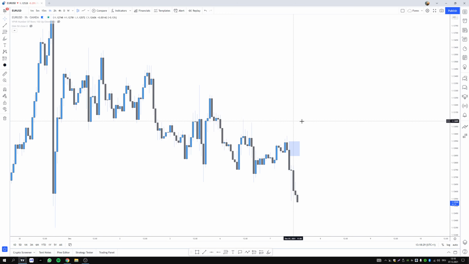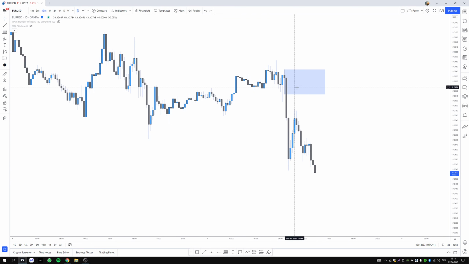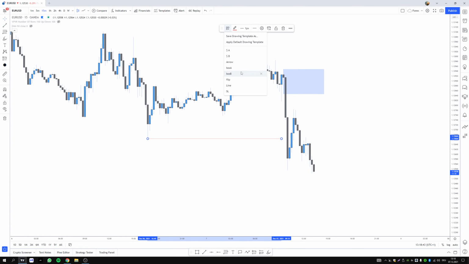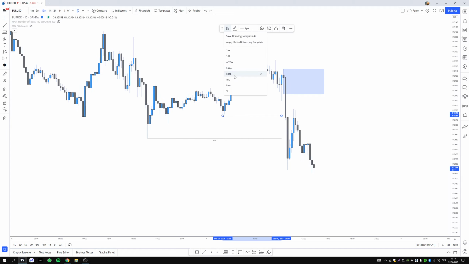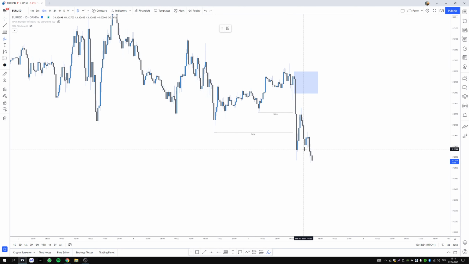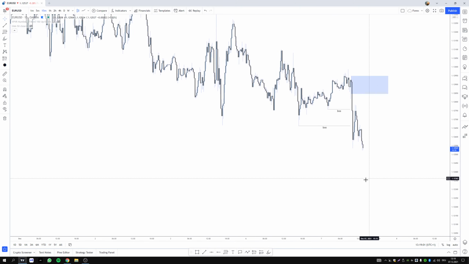I saw this setup on EURUSD potentially. Price could come into this area. We have a break of structure, two breaks of structure actually. This major break and the minor break right here. So let's see how this plays, and I'm waiting for a push to the order block to then look for shorts.